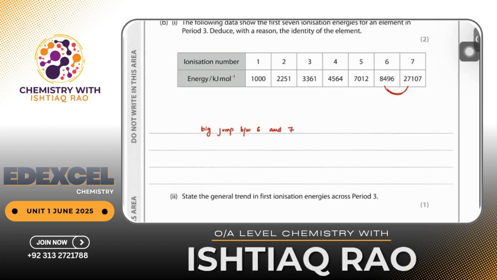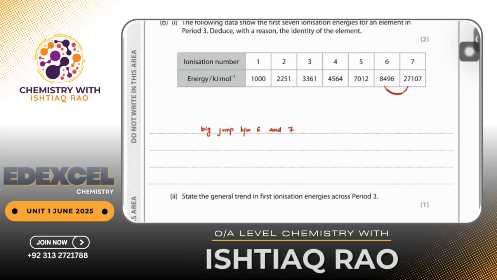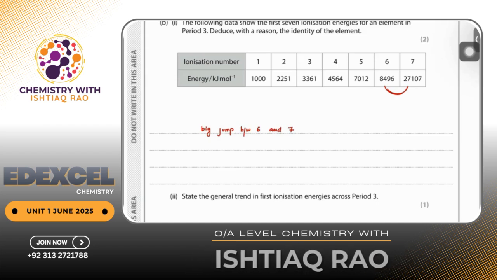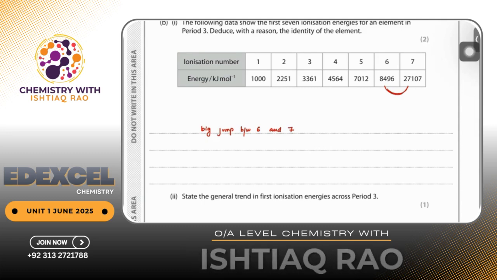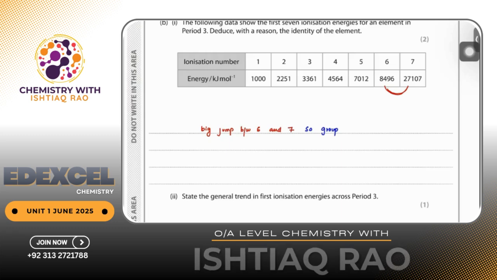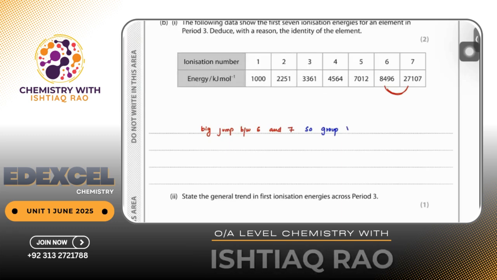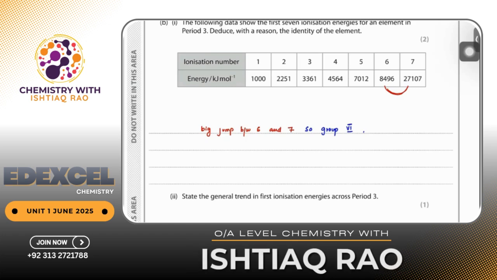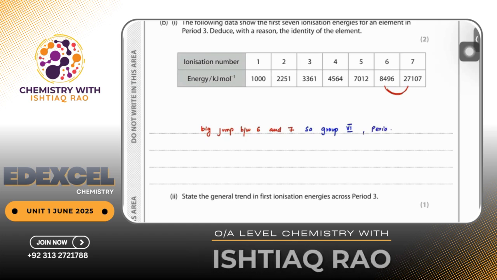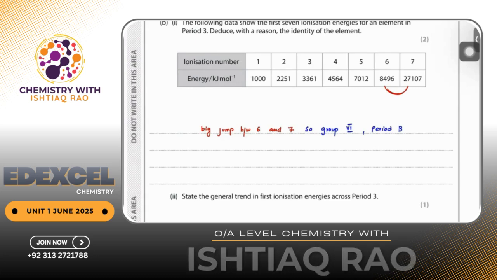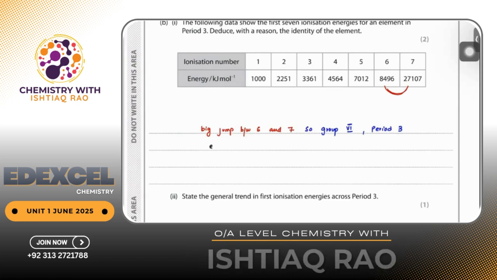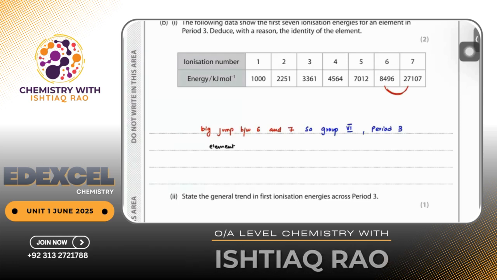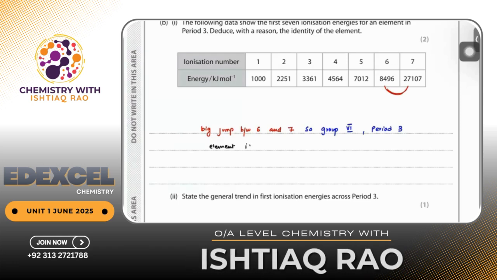It's a big jump between 6 and 7. So I can say the group number is 6. When the group number is 6 and they told us the period number is 3, we can go to the periodic table and match. So I will see that the element is sulfur. It's very easy.